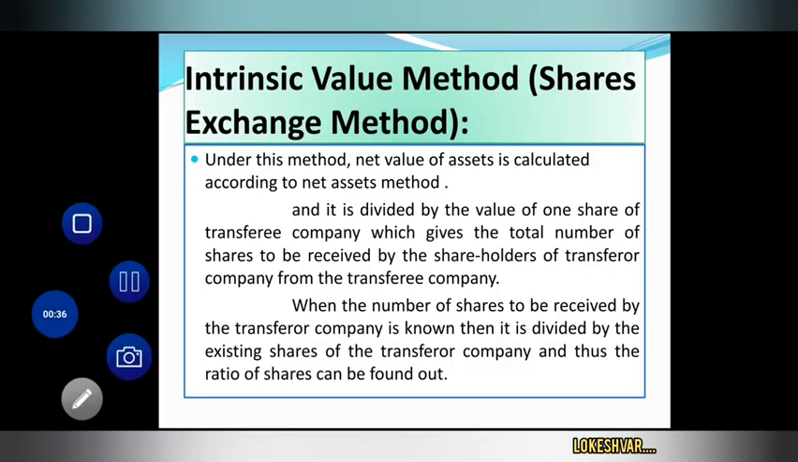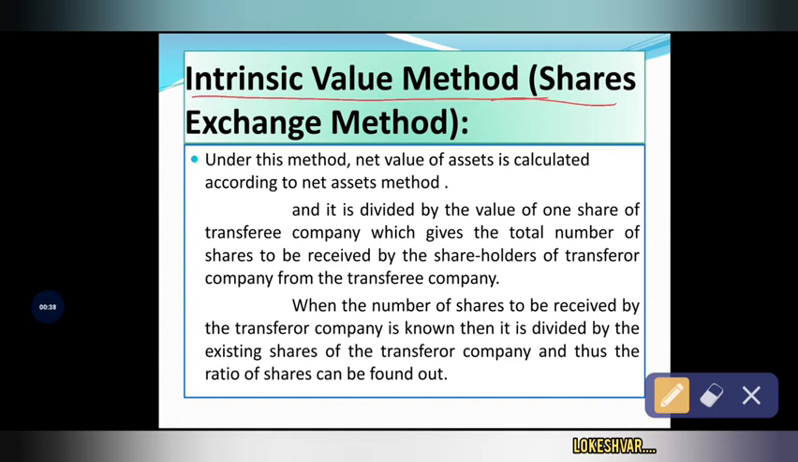See, the intrinsic value method is also called the share exchange method, because in this method the companies exchange shares, that is, the shares will be exchanged between the transferor company and transferee company shareholders.